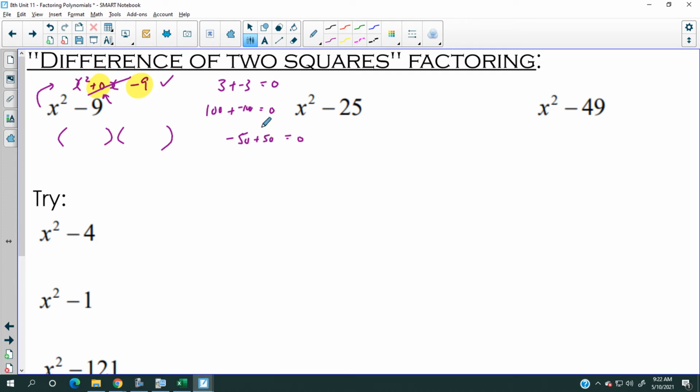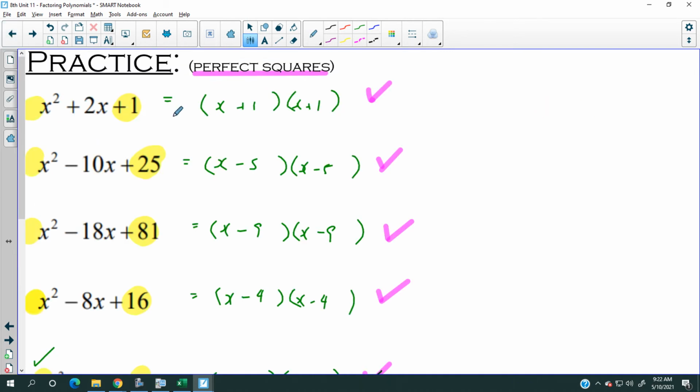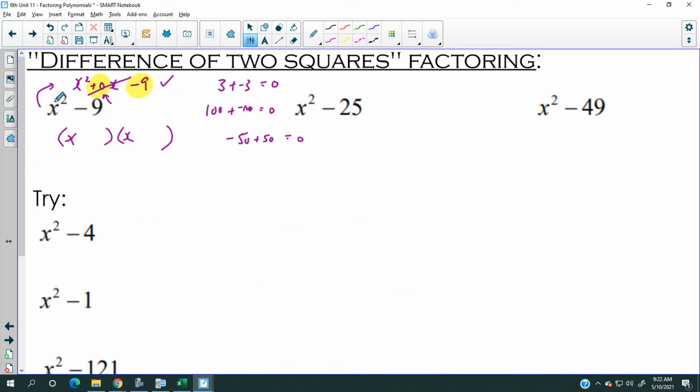Yeah, positive 50. So in other words, this is a little like perfect squares, except you have to have a negative here, and the middle terms have to cancel. So think about what two numbers would do that.